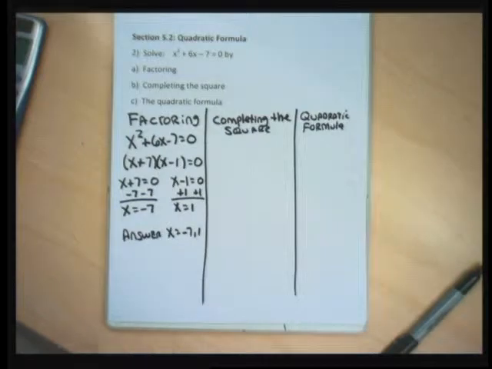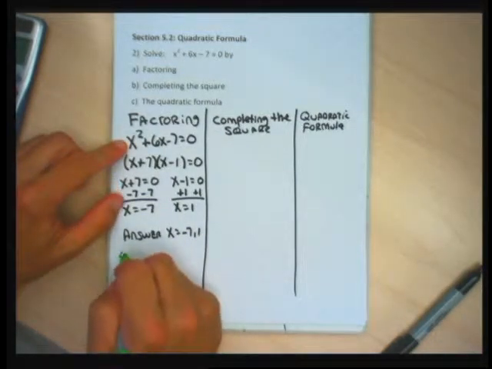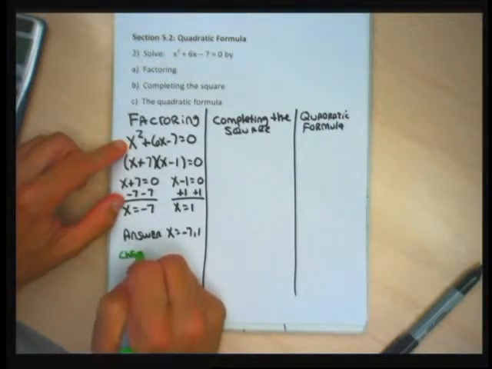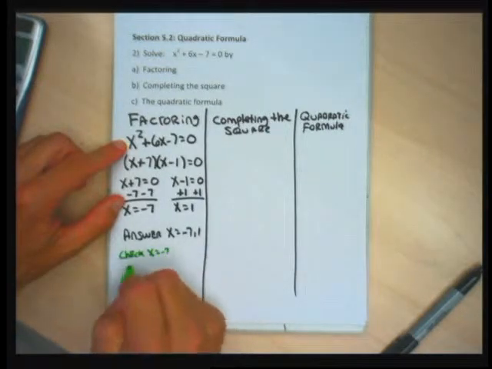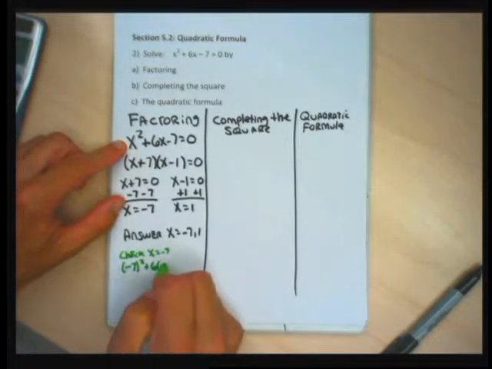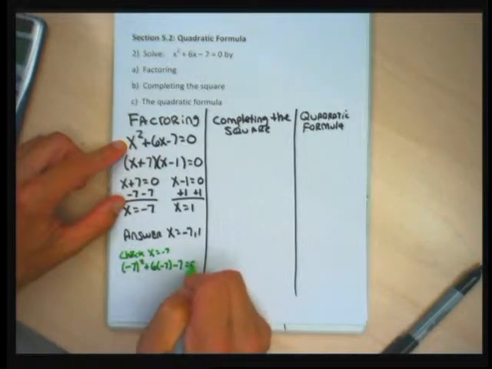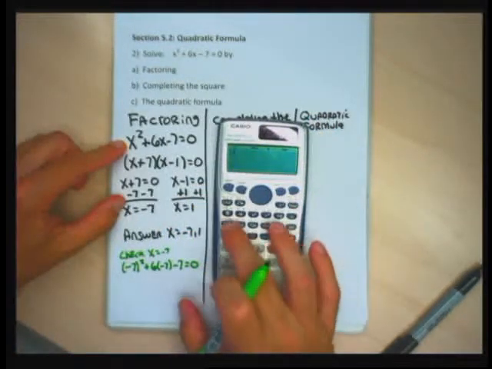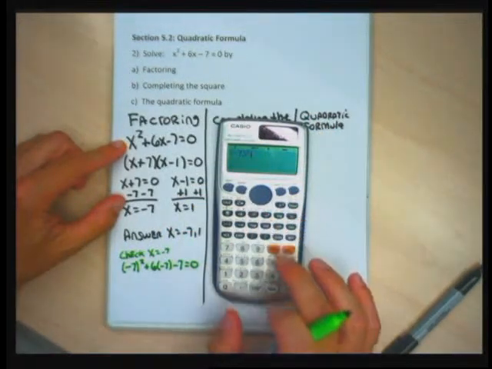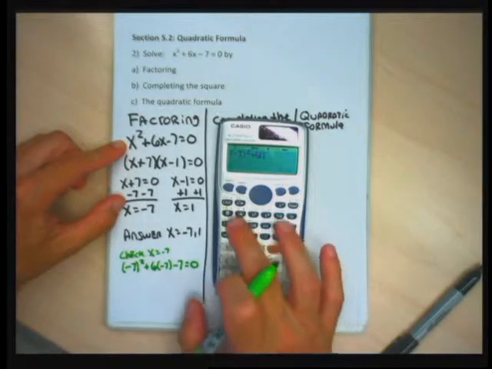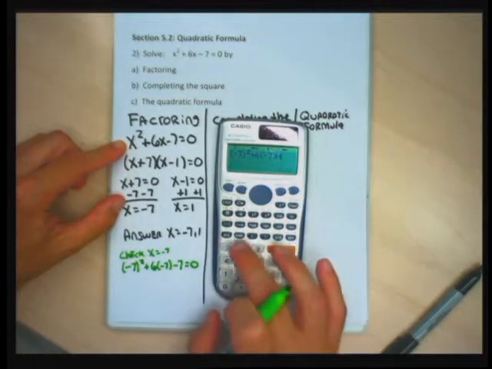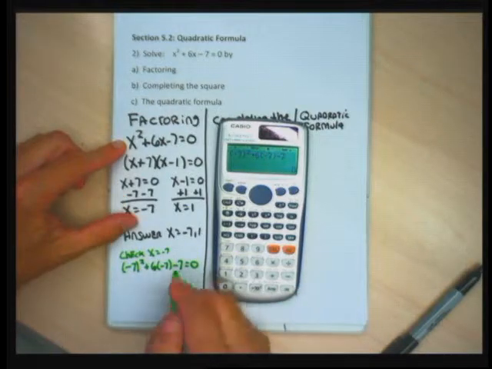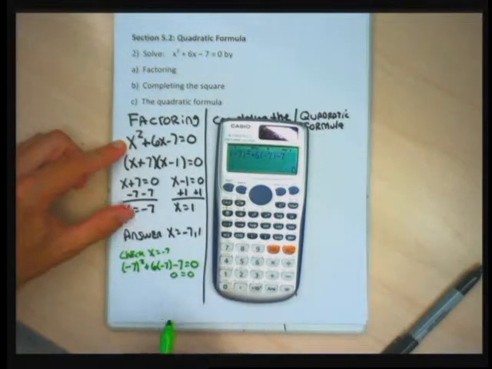And I can check, and I always should check. Anytime I solve a problem with an equal sign, I should check. I'm going to check the negative 7 first. I'm going to go to the problem before I factor, just in case I messed up factoring, and go negative 7 squared plus 6 times negative 7 minus 7, and see if that equals 0. I'll do that on my calculator because it's way quicker. So negative 7 squared plus 6 times negative 7 minus 7. Hopefully it says 0. Because it says 0, I know that negative 7 is a solution.